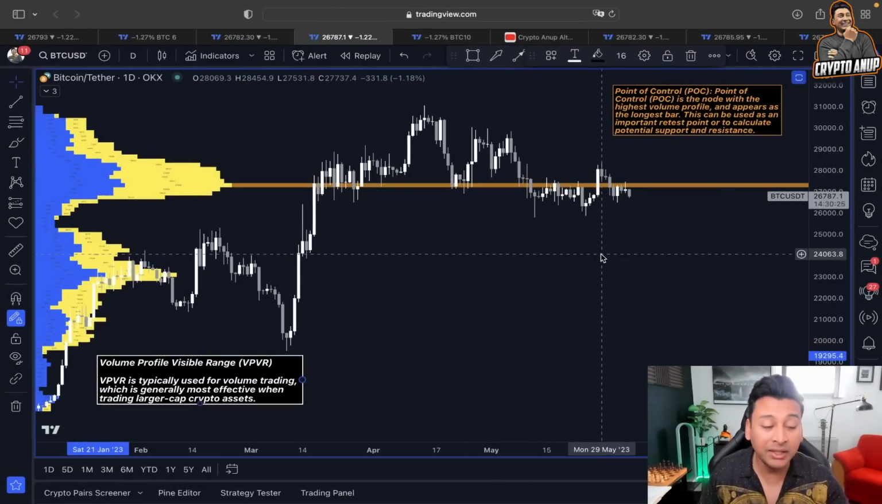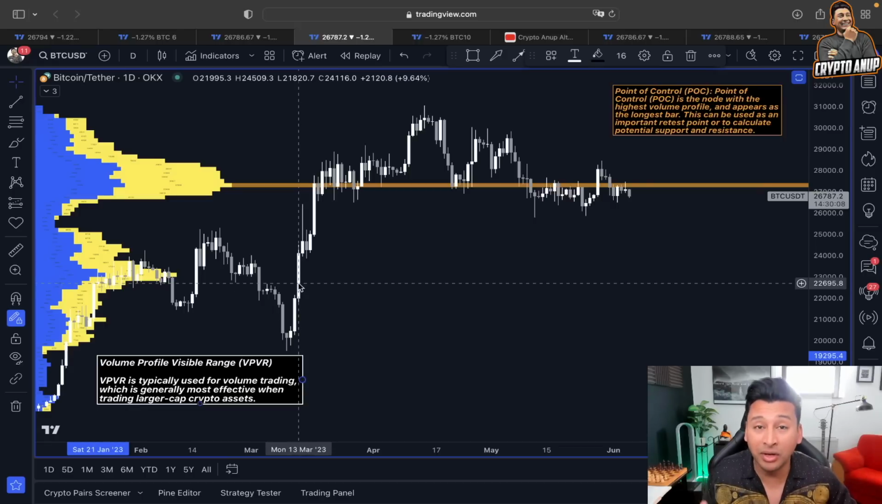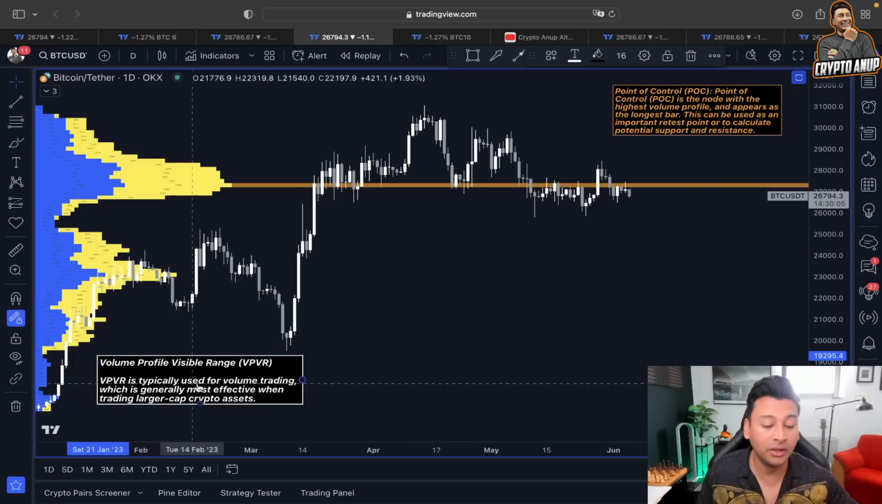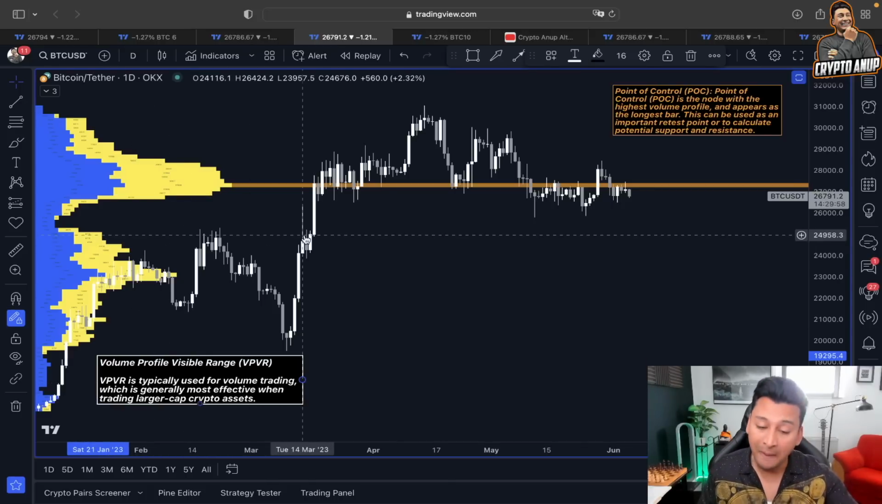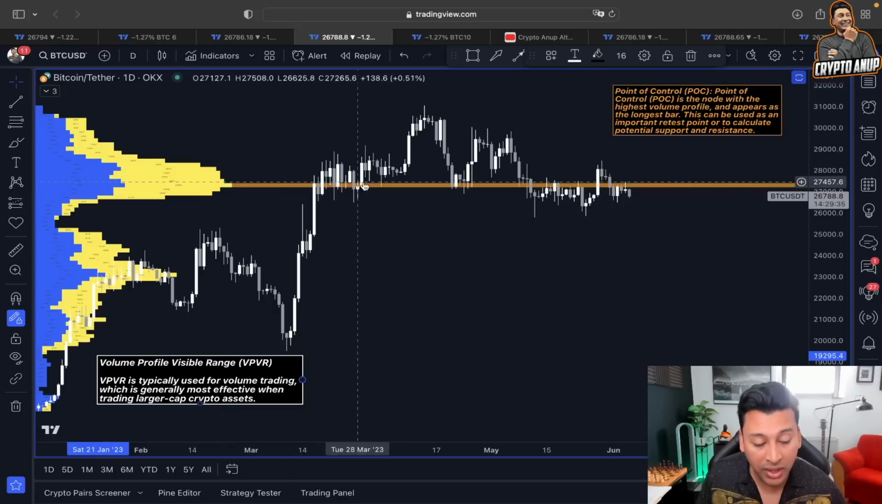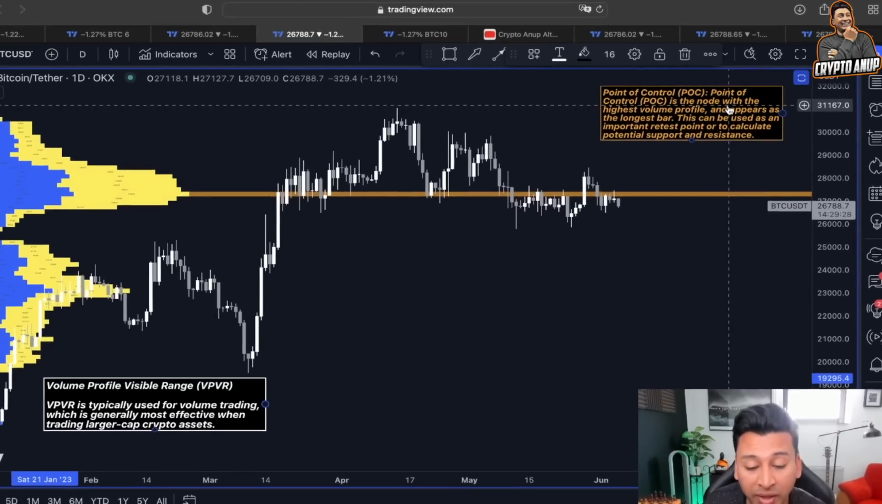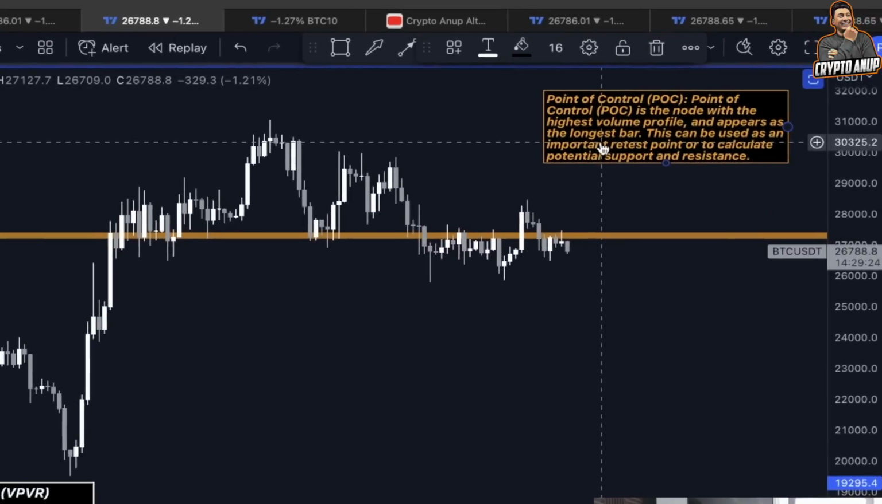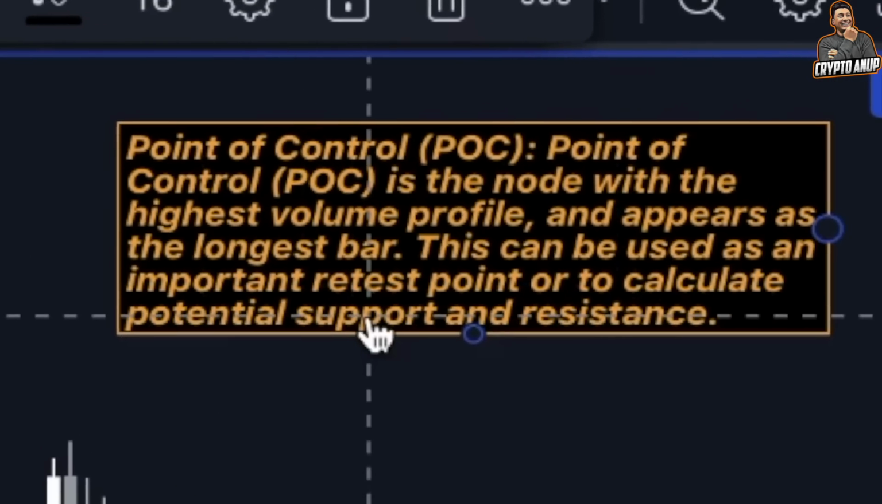Now, if you look at this volume profile visible range, VPVR, it is a very, very important indicator if you are using volume for trading. VPVR is typically used for volume trading, which is generally most effective when trading large cap crypto assets like Bitcoin. Right now, if you look at this volume profile, the most trading happened somewhere around the 27,500 range. If you look at this orange horizontal line, this is the point of control line. The point of control, POC, is the node with the highest volume profile and appears as the longest bar. This can be used as an important retest point or to calculate potential support and resistance.